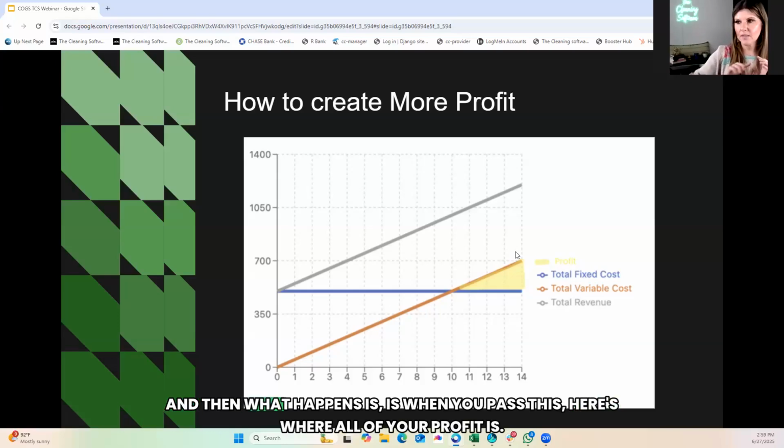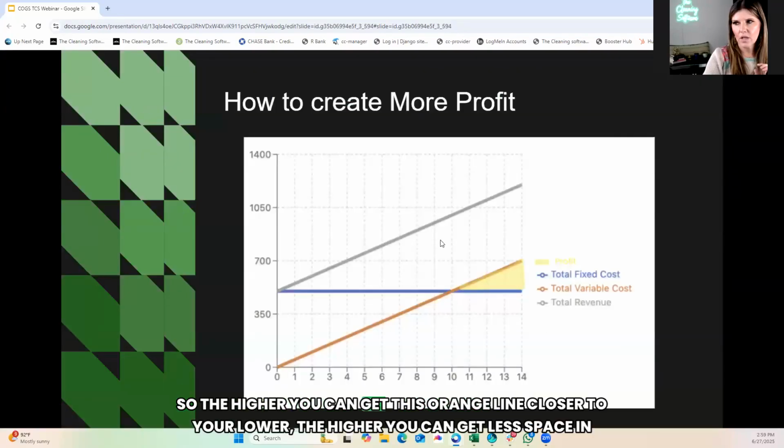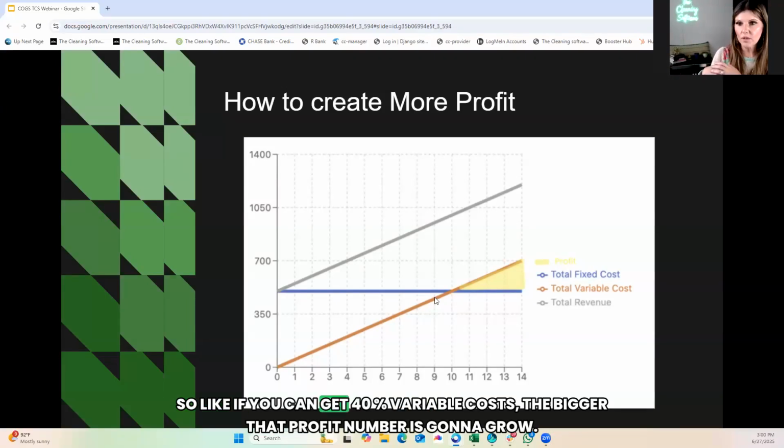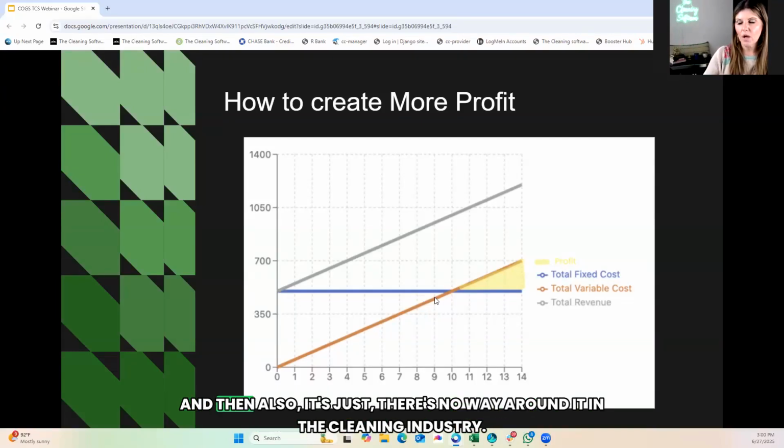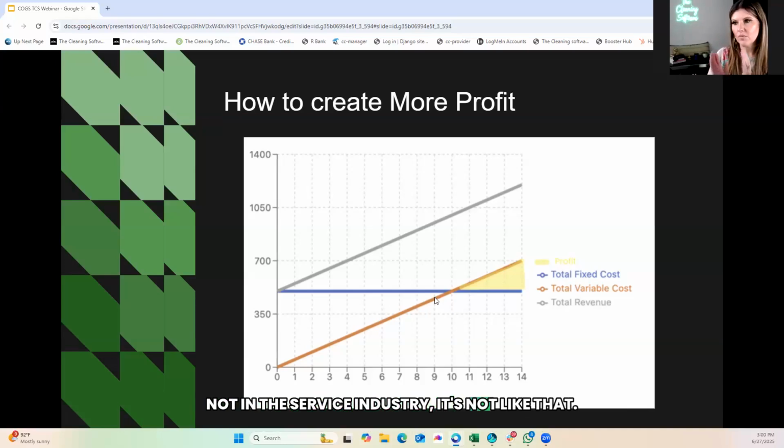And then what happens is when you pass this, here's where all of your profit is. So the more you can get this orange line lower, the more you can get less space in between. Like if you can get 40% variable costs, the bigger that profit number is going to grow. And also, there's no way around it in the cleaning industry. Some industries can have revenue and then have their COGS tail off towards the end. Not in the service industry. It's not like that. It's going to be very parallel.